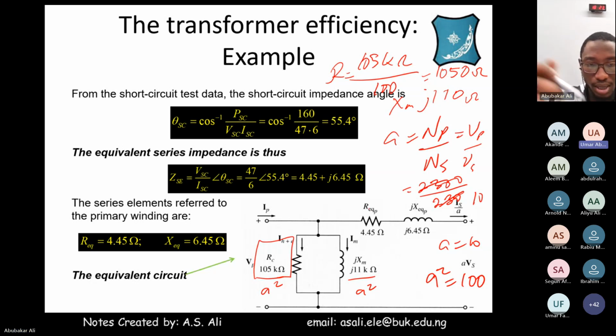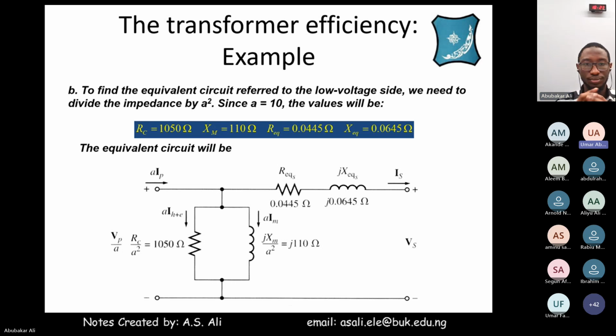Okay. For these guys, 4.45 divided by A squared becomes 0.045. Similarly, for this one becomes 0.0645. Okay, is that clear? Question? Let's move on. No question.